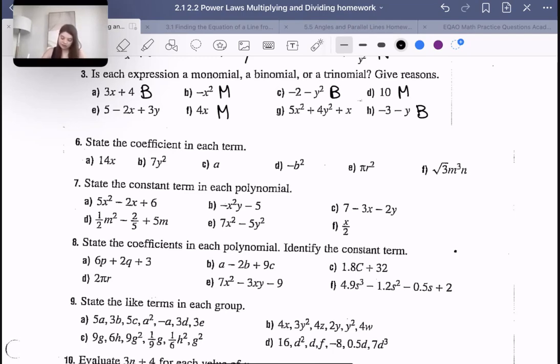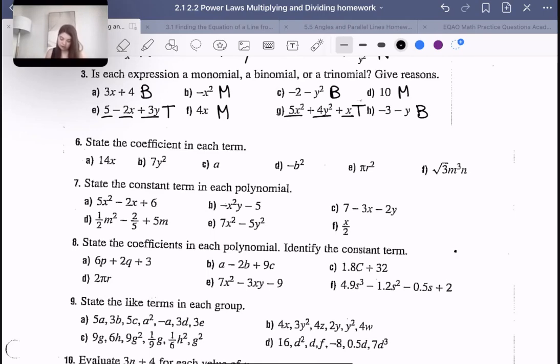Now the rest are trinomials, E and G. Now why are they trinomials? Because it did say give reasons. Well, there's three terms, right? We have 5, 2x, and -2x, and 3y. So that's three terms. Same with here, 5x squared, 4y squared, and x. Again, that's three terms. And so there we go.